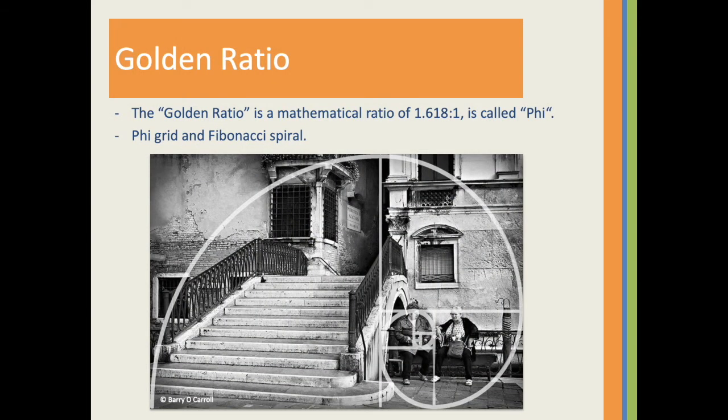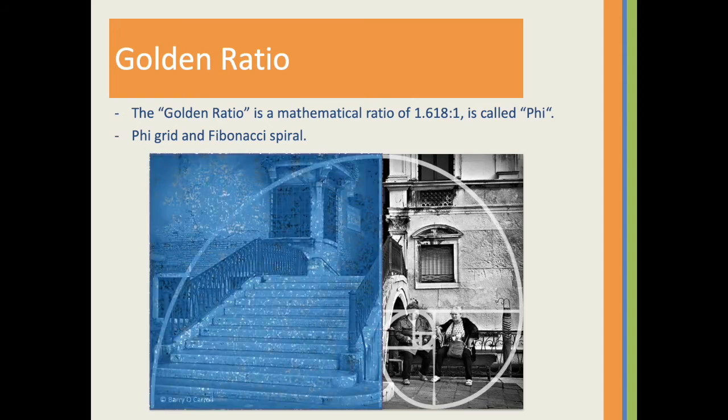Move to the trickiest of all, which is the golden ratio. The golden ratio is actually a mathematical ratio, and the number 1.618 is called phi, which is the value of the ratio. It is also called the Fibonacci spiral. So basically what you do is that you are going to organize your image in squares.